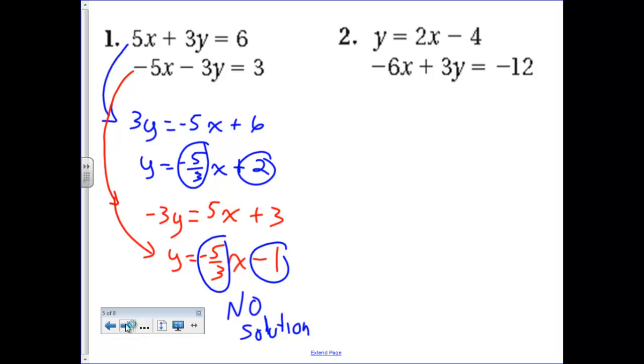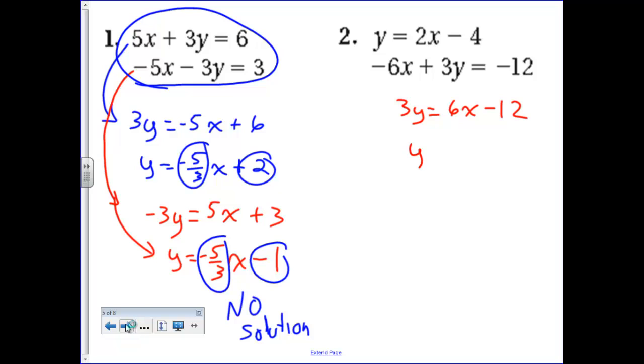Now, if you know the shortcut for finding the slope and the y-intercept from standard form, you can do those. Over here, I'm going to rewrite it. First one's already done. The second one will be 3y is equal to 6x minus 12. Y is equal to 2x minus 4. And here we can see that we have the same slope and the same y-intercept. These are the same lines, which creates infinite solutions.